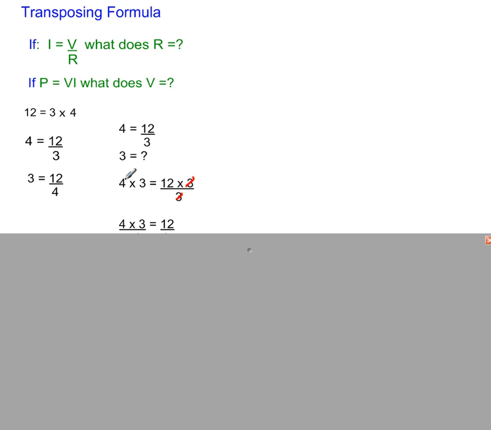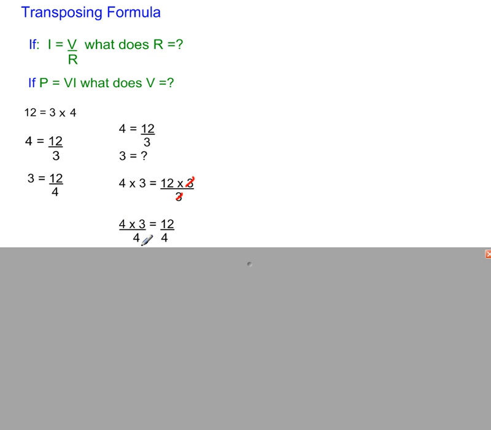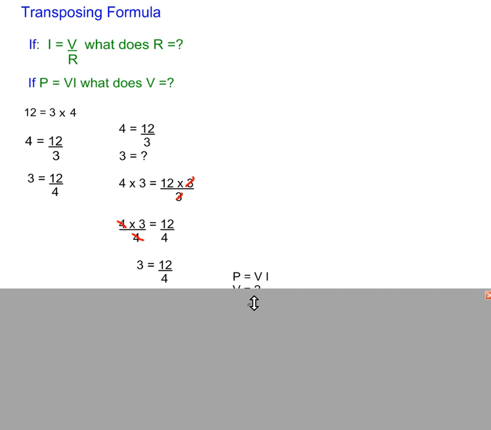Now we don't want to know what 4 times 3 is, we want to know what just 3 is. So to get the 4 from the left hand side to the right hand side, we can now divide both sides by 4, and these two 4's once again cancel each other out because 4 over 4 is 1, and 1 times 3 is 3. And so we're left with 3 is equal to 12 over 4, and there's our answer. And we can know that that's true from our basic equation.